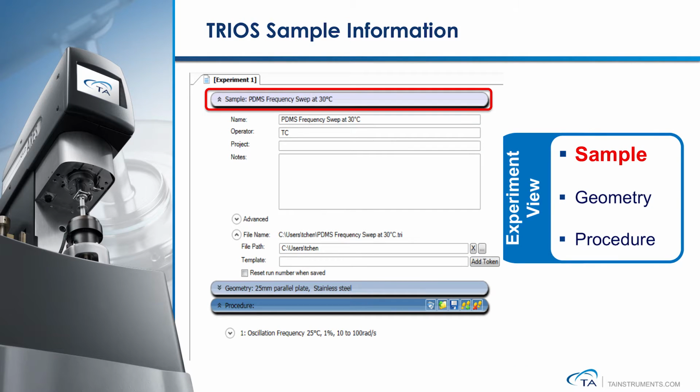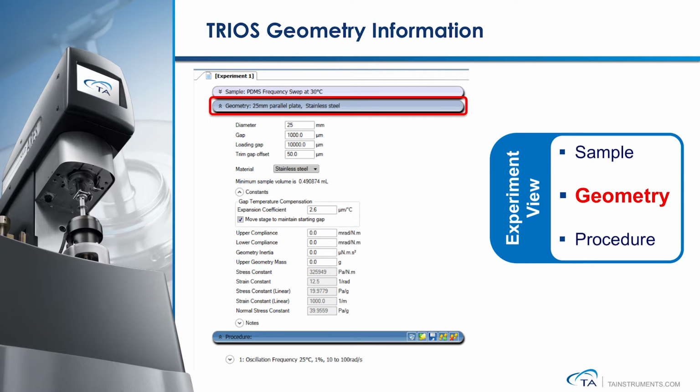The next step is to set up a test program in TRIOS software. Under the experiment view, 3 major bars will be seen in the main plotting area. First, the sample bar, which allows you to enter your file name, operator name, project details, and find a path to save your data file. Next, click down to the geometry bar. This area shows all of the information for the currently selected active geometry.